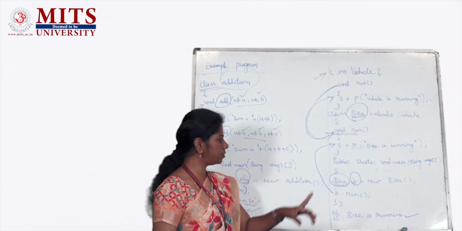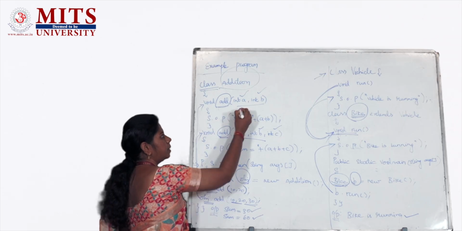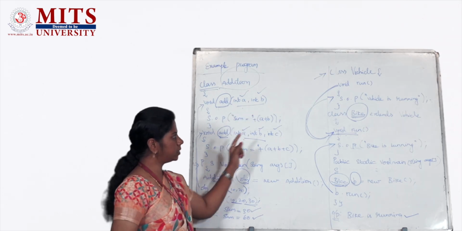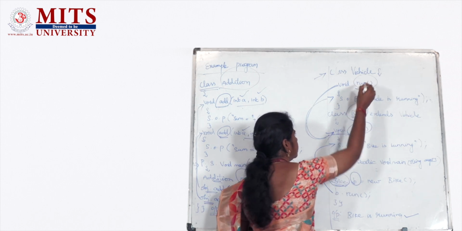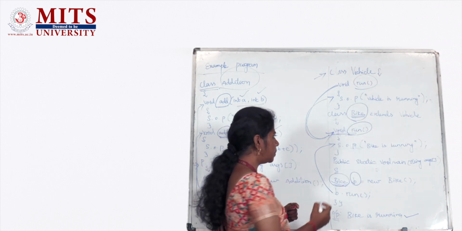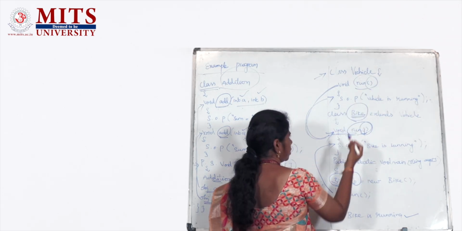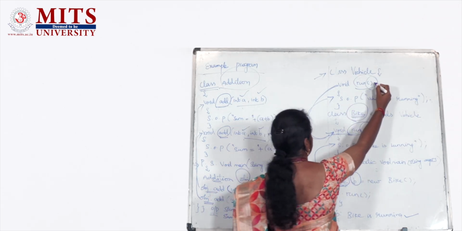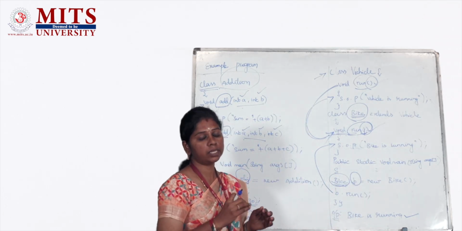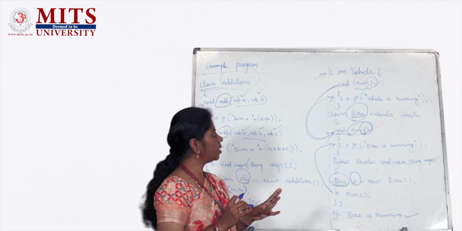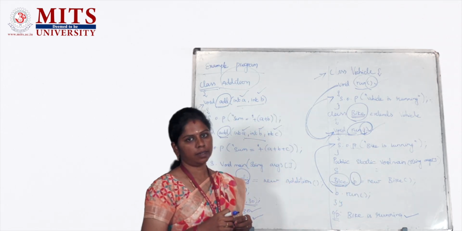The main difference is that in method overloading, we have the same method name but a different parameter list. Here also we have the same method, run is the method, same method name and same parameter list. Here no parameters are there. In method 1 also no parameter, in method 2 also no parameter. So the method signatures are also the same. This is about method overloading and method overriding. Okay, thank you.